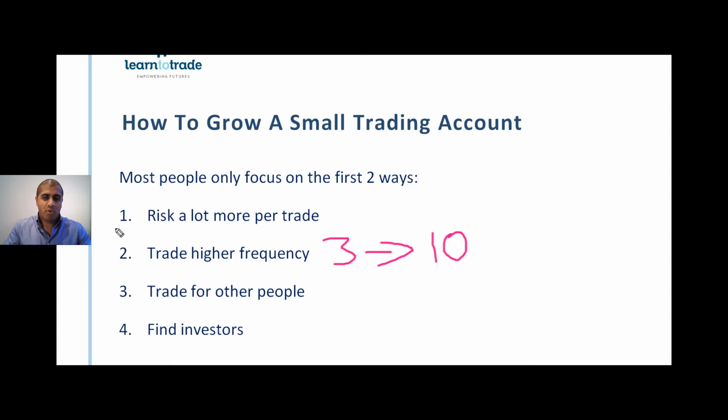Okay, so most people stick to either number 1 or number 2, and the problem with that is that they're not having the right guidance within it. It's okay to gradually increase your risk per trade, but certainly 10% risk is very high. Okay, you need to have a strategic plan on how you're going to actually increase your risk.